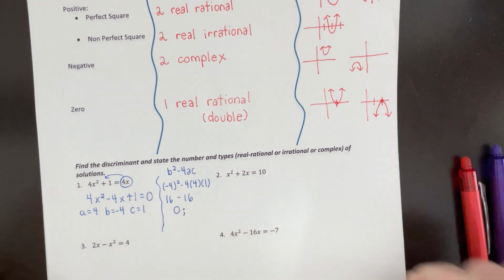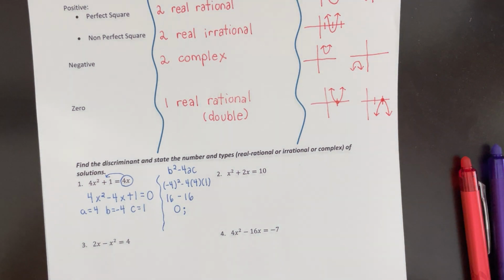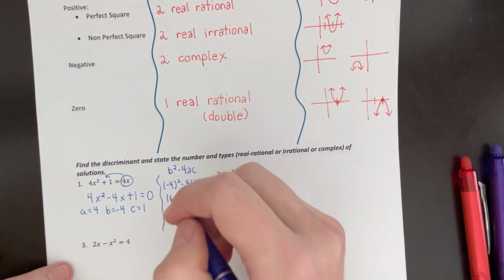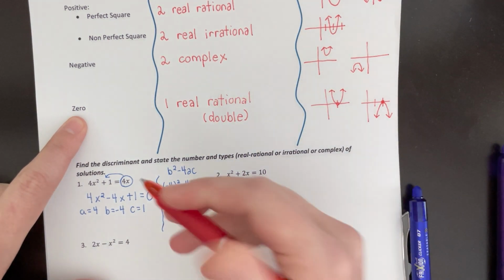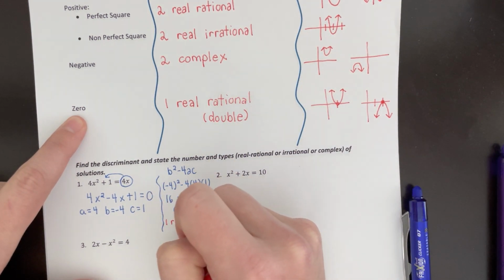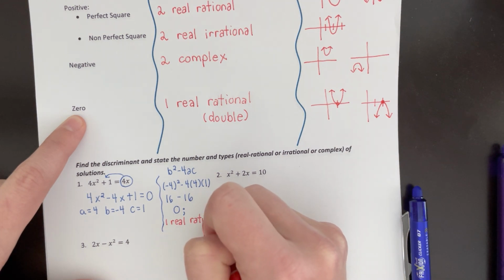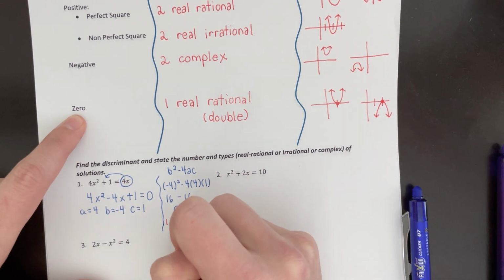And I'm going to put a semicolon there. And what does that mean? That means if my discriminant is 0, it means one real rational, and it's a double. One real rational and a double.